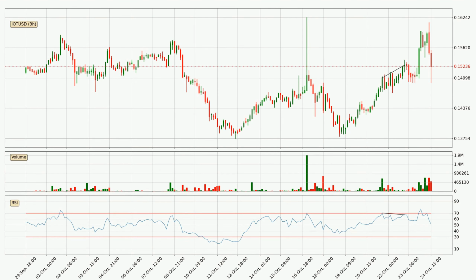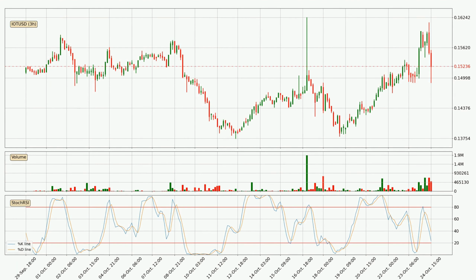On the lookout for divergences in the 3-hourly time frame, there was a bearish divergence, but the price went to the upside, which was actually not expected. Jumping to the 3-hourly stochastic RSI, it currently shows no overbought or oversold conditions, but the %K line is below the %D line, which means the current trend is on the downside.